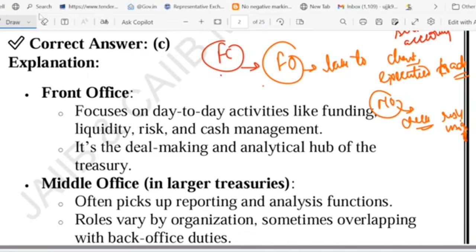And what will the back office do? The back office will confirm the deal. The back office will settle the money. Settlement is done here, and accounting work is done by the back office. So this is the clear bifurcation of the roles performed by all these three offices.